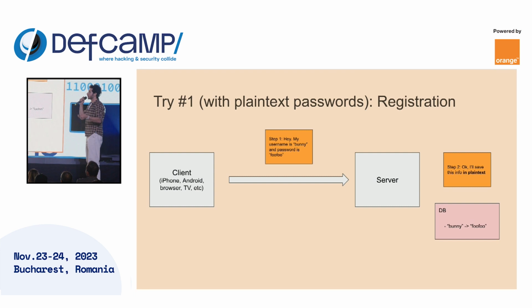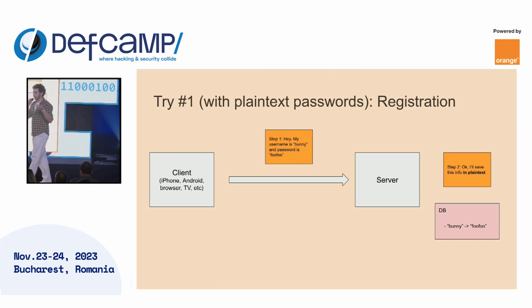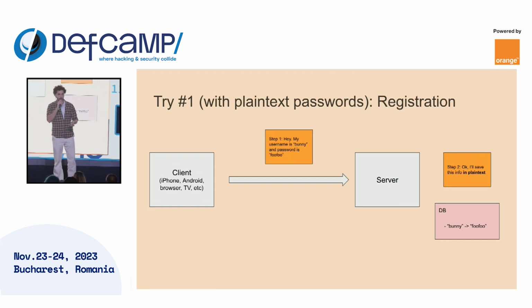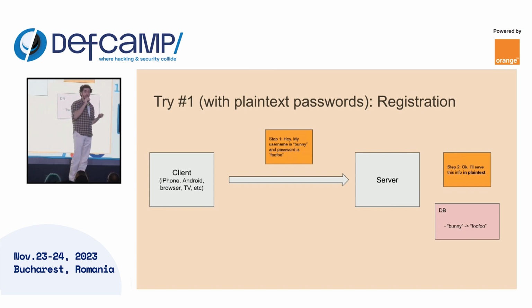So you get a client. It's an iPhone, an Android, whatever it is that you need. And you have a server. And the super simple, non-technical idea is that the client would talk to the server. Doesn't matter which traffic protocol you use. They will talk to it, and they will say, hi, my name is Bunny, and my password is Fufu, just like the example in here.